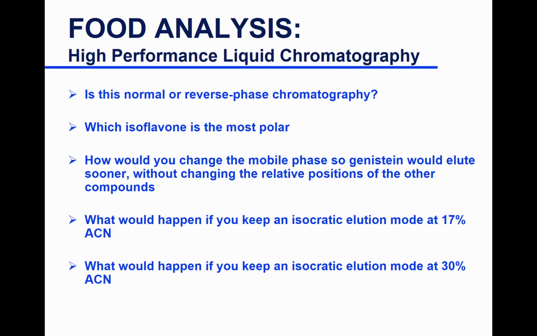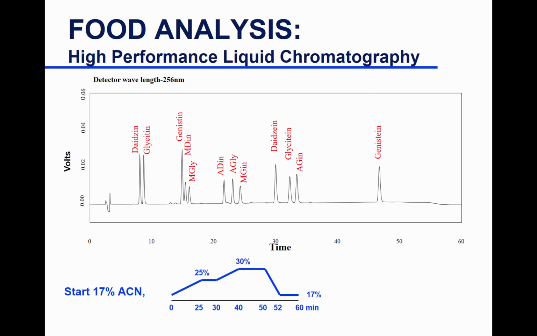Okay. What would happen if you keep an isocratic elution mode at 17%? That means from the beginning to end, it's 17%.